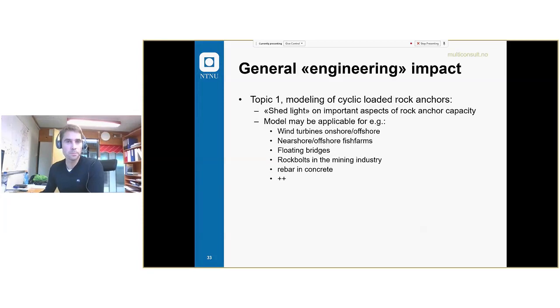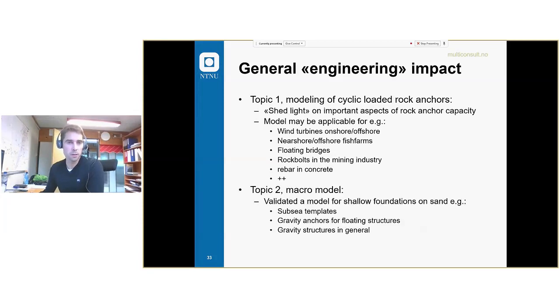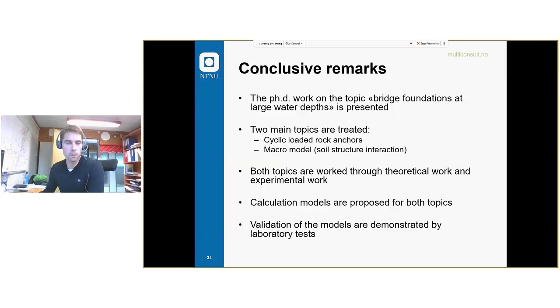And more. On the second topic, it's on the macro model. We have validated a model for shallow foundations on sand. It can be used for subsea templates, gravity anchors for floating structures, gravity structures in general, shallow foundations. And then in the defense, I also had to give some conclusive remarks.